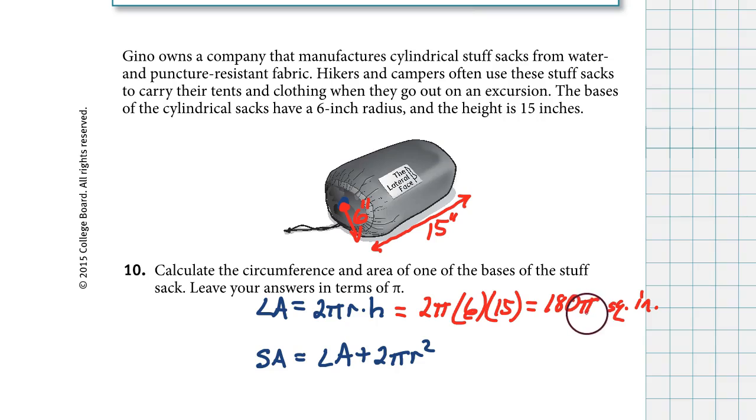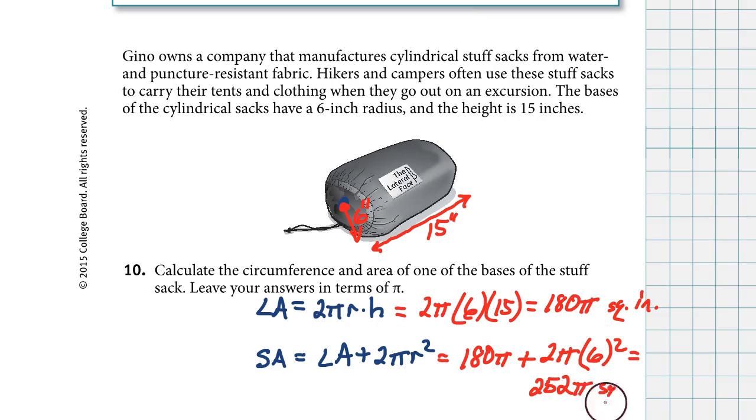If you want, you can put 3.14 in for pi and get this as a number with no Greek letter in it. For surface area, we take that same answer, 180 pi, fill that in for lateral area, and then add 2 times pi times 6 squared. This makes 252 pi square inches. Again, you can replace pi with 3.14 if you want to have an answer that doesn't have a Greek letter in it.